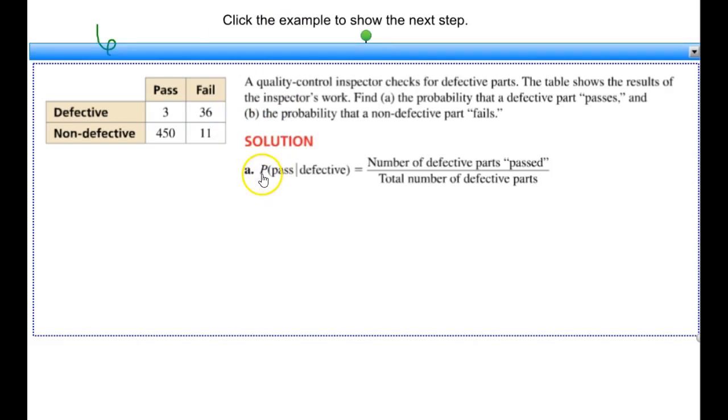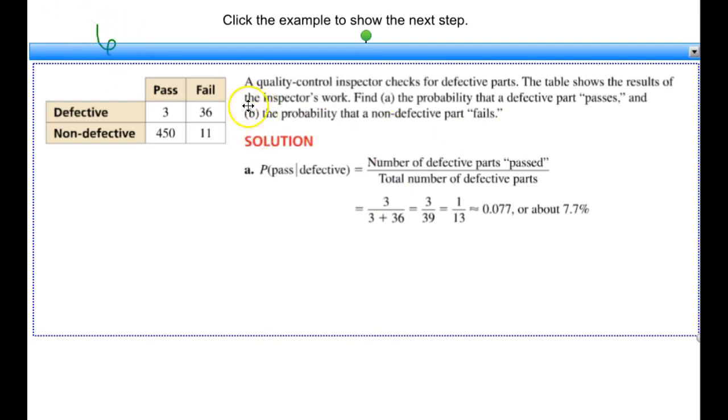So I'm looking at the probability that it passes, but it's also defective. So I want to look at the number of defective parts passed out of the total number of defective parts. I can find all of that information from my table. I've got my total defective parts that passed, which was 3. And then my total defective parts was this entire row, which is going to be 39. So then I have 3 divided by 39, or about 7.7%. So not many.